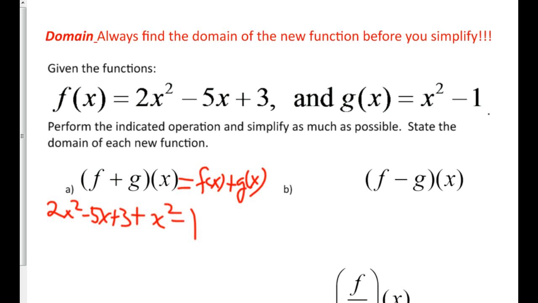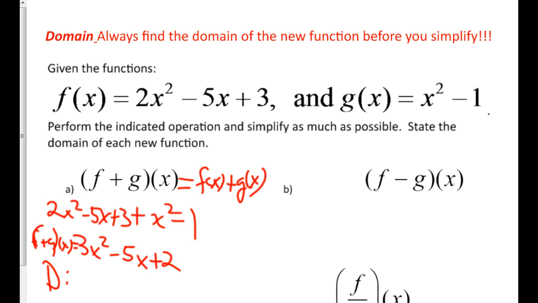Isn't this a combining like terms thing? So if I add my like terms, I would get 2x squared plus 1x squared is 3x squared. Negative 5x stays the same, and then plus 3 and minus 1 is plus 2. So that's what f of x plus g of x equals.